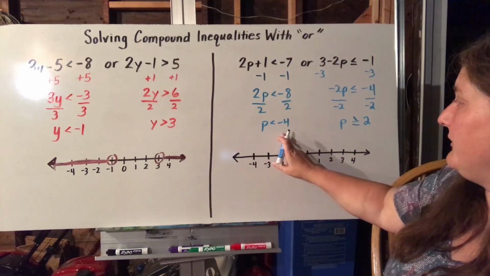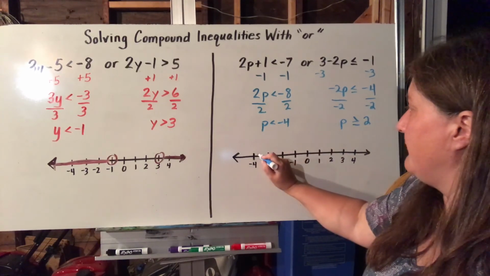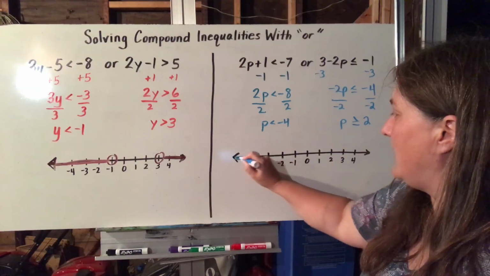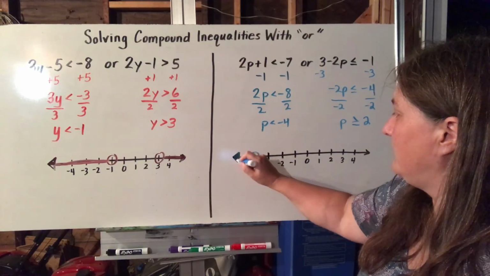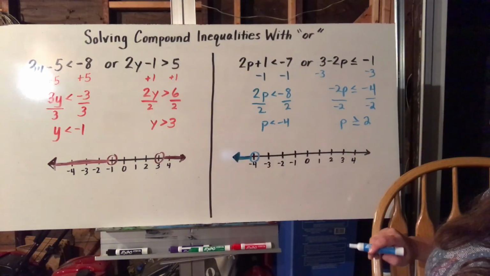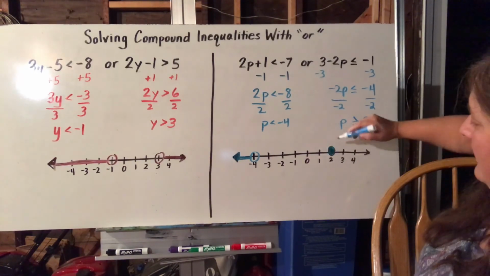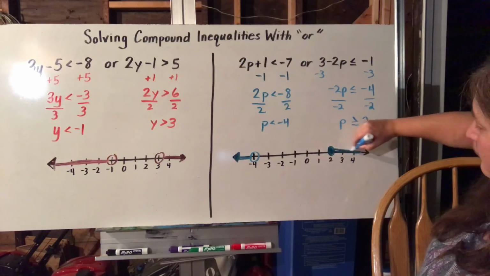So first, let's start with this one. p is less than negative 4. So not equal to negative 4, but less than negative 4. So I'm going to highlight to the left. And then p is greater than or equal to 2, which means I have a closed circle at 2. And I'm going to highlight everything going to the right.